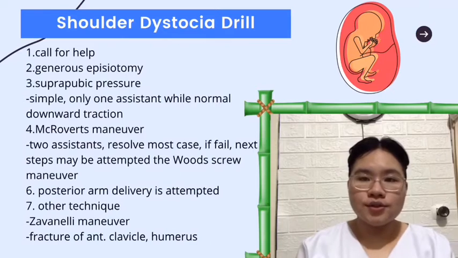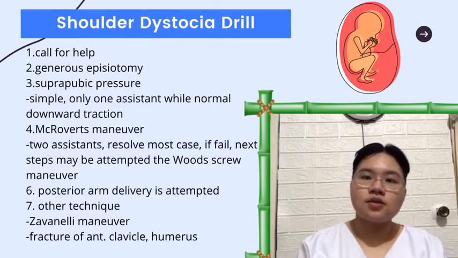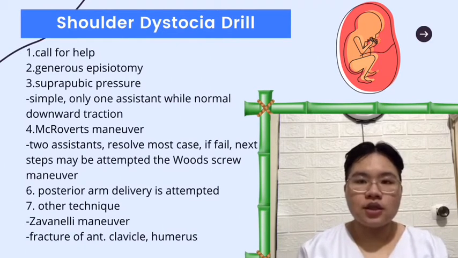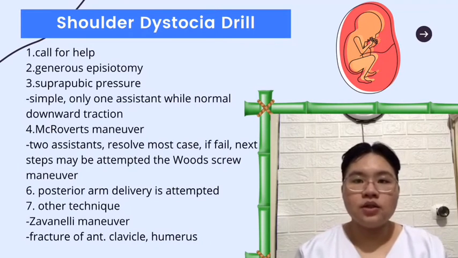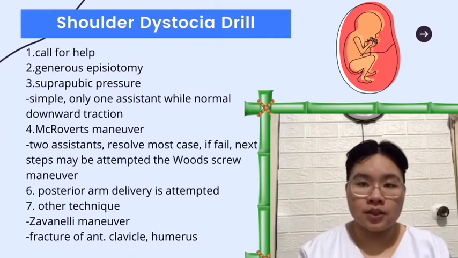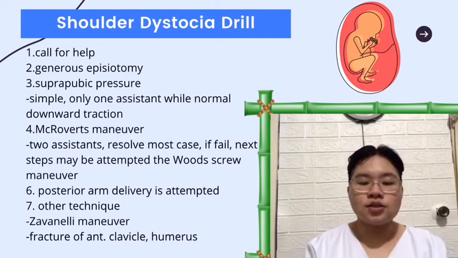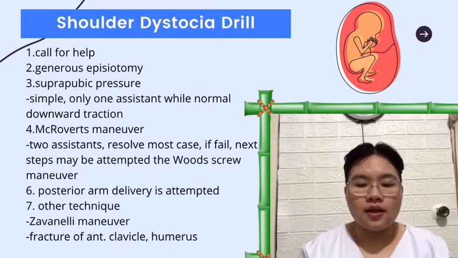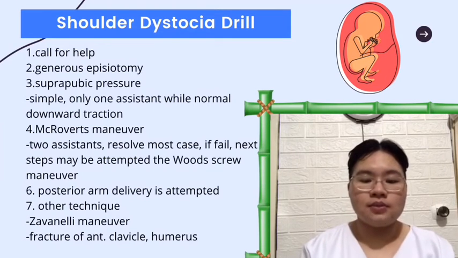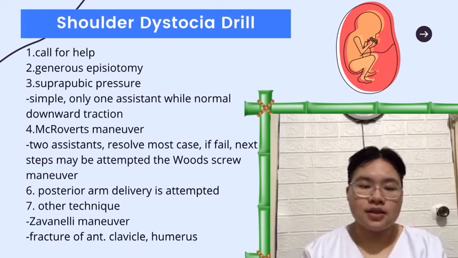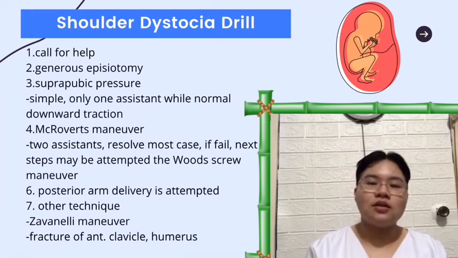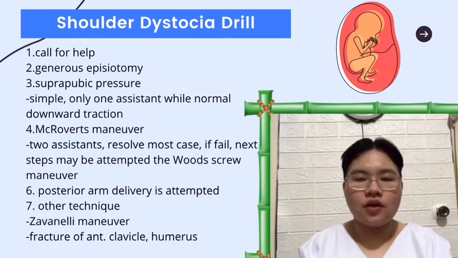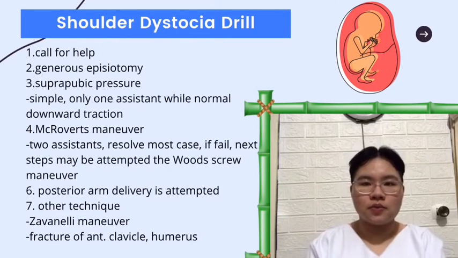For the shoulder dystocia drill, first is call for help. Next, generous episiotomy. Third, suprapubic pressure, with only one assistant, while applying normal downward traction. Next is the McRoberts maneuver, where there are two assistants; it resolves most cases, and if it fails, the next step may be attempted, the corkscrew maneuver. Next is the attempted posterior arm delivery, and lastly other techniques like the Zavanelli maneuver and fracture of the anterior clavicle or the humerus.